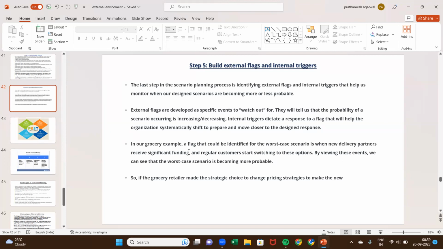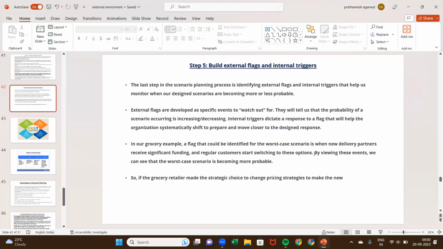Now, suppose I am a restaurant owner, my delivery partner is Zomato. What if that delivery boy from Zomato does not have petrol in his vehicle? What are we going to do? Then that person will not reach on time. We are not giving good customer service. In the bargain, the customers will start switching to other options, like say Swiggy. By viewing these events, we can see that the worst case scenario is becoming more probable.